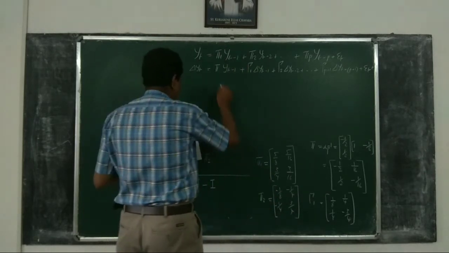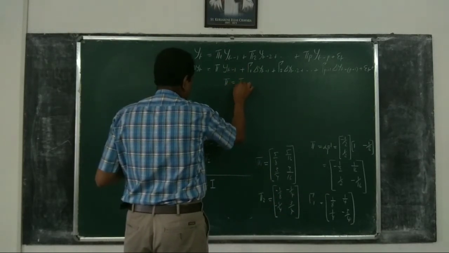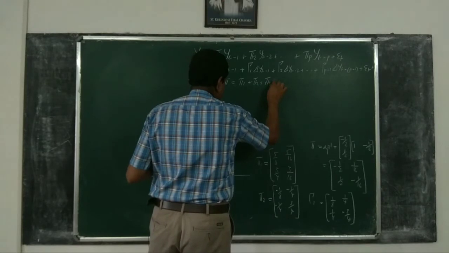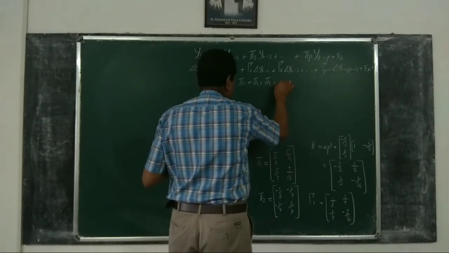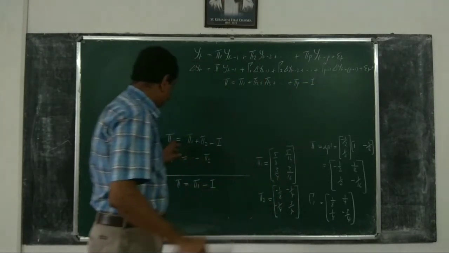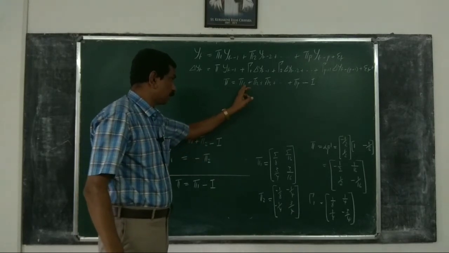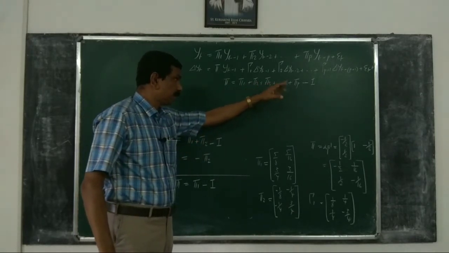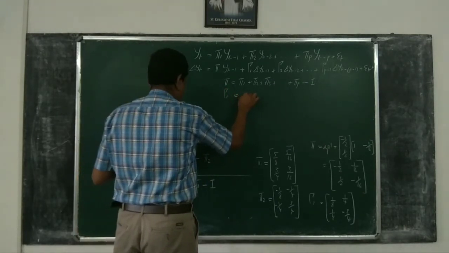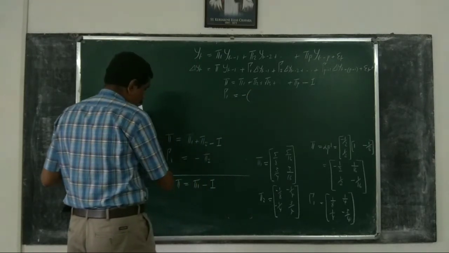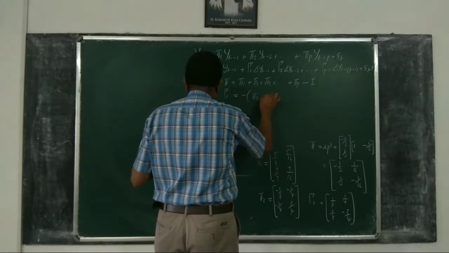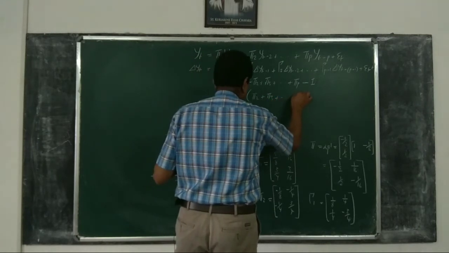And pi is equal to pi_1 plus pi_2 plus pi_3 plus etc. pi_p minus I. Just a generalization of this. Pi is equal to pi_1 plus pi_2 plus pi_3 plus etc. pi_p minus I. And gamma_1 is equal to minus of, remember, this gamma_1 is minus of pi_2 plus pi_3 plus etc. pi_p.